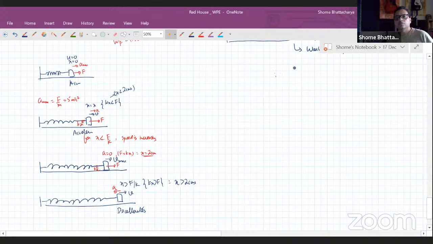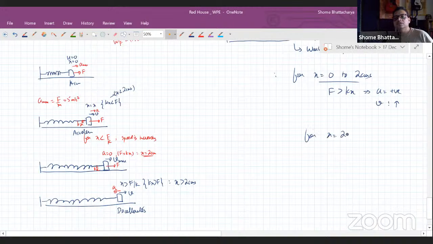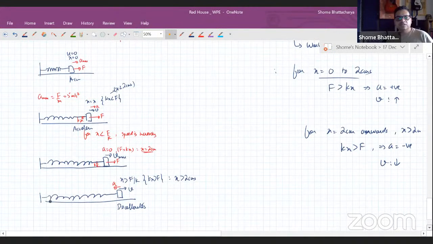Okay. So you can see for x equal to 0 to 2 centimeters, what is happening? Your F is dominating over kx. So the acceleration is positive. So speed is increasing. Okay. But for x equal to 2 centimeters onwards, okay, what happens? That is x greater than 2 centimeters, kx dominates over F. So the acceleration becomes negative. So the speed starts decreasing. Okay. And because the speed starts decreasing, obviously it will reach some stage where the block will stop.